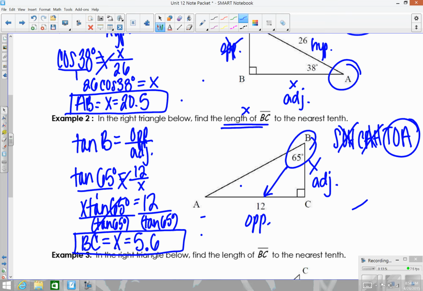So that's the whole purpose of understanding how to use these ratios, so that you can find a missing side.